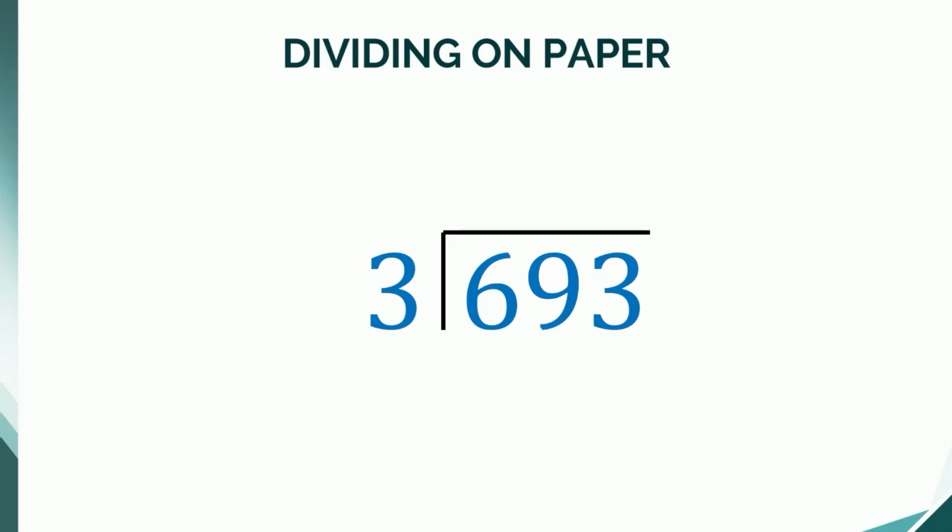The first thing you want to ask yourself is, how many times does 3 go into 6? This is like doing 6 divided by 3, and we're moving from this direction. We're not doing 3 divided by 6, we're doing 6 divided by 3. Of course, it goes in 2 times. Then we do 9 divided by 3. How many times does 3 go into 9? It goes in 3 times.